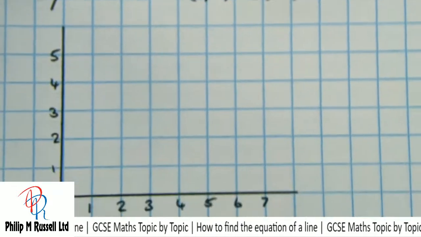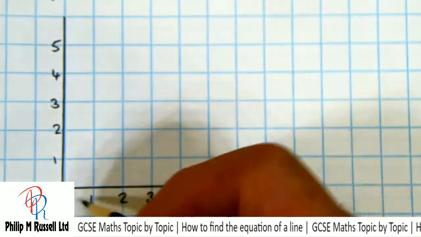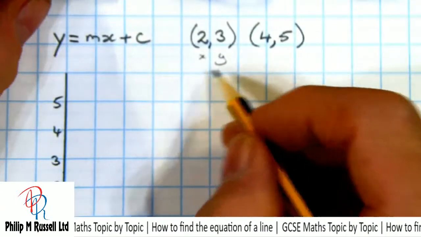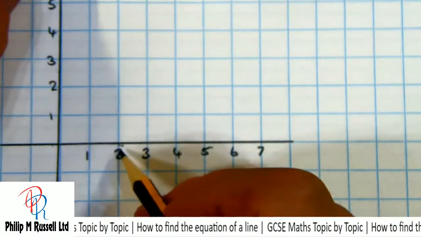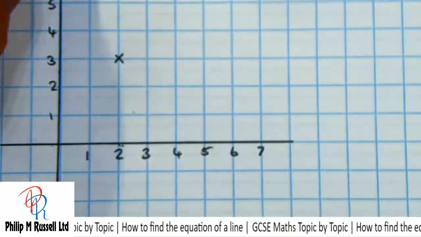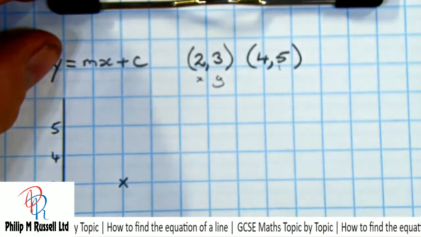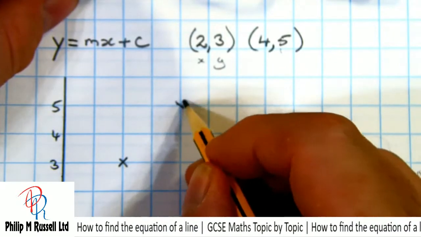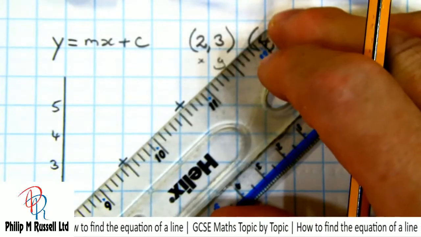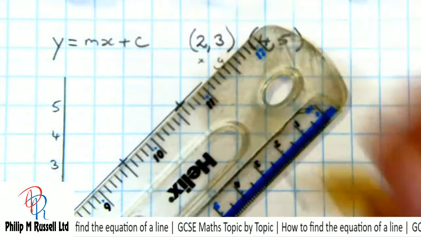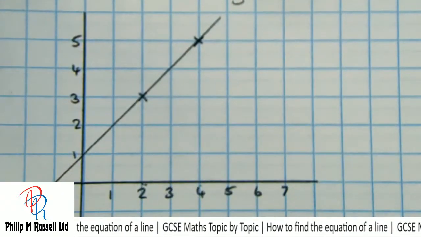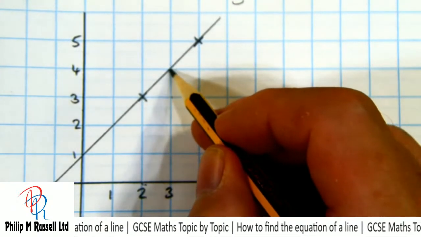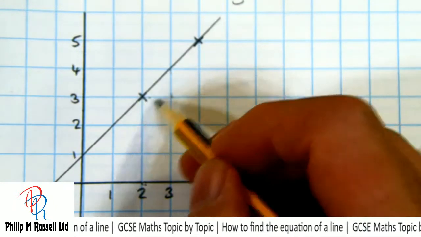Well, there's easy ways of doing this. So let's look at the point 2, 3. So it's going through, always it's x first and then y. So the x value here is going to be 2, the y value is going to be 3, and the next one we've got is 4, 5. The x value here is 4, the y value is 5. So I've got a line that goes through here. Let's see what we could actually determine about that. Well, I've got a gradient here going along one and up one, so that's going to be y equals x, and it goes through 1.